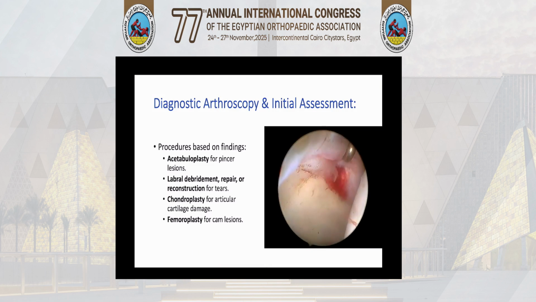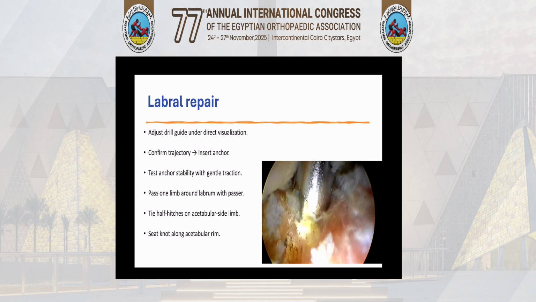First of all, we are going to do a diagnostic hip arthroscopy. As we can see here, on the right side there is the femoral head. On the left side, there is the acetabulum and there is a labral tear. We are probing it to do a labral assessment, and if there is chondral damage, we assess it, to decide whether to do labral debridement, repair, or reconstruction, and to do chondroplasty and femoroplasty later on, as we will see.